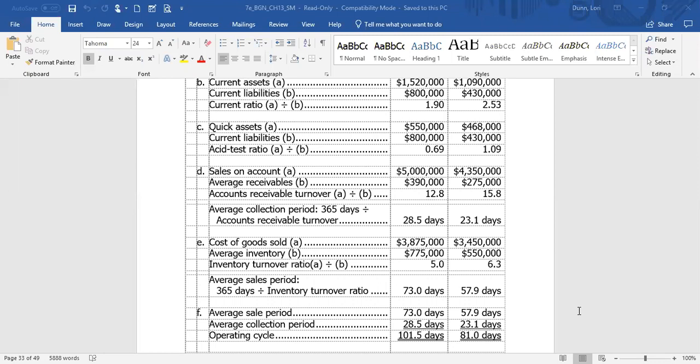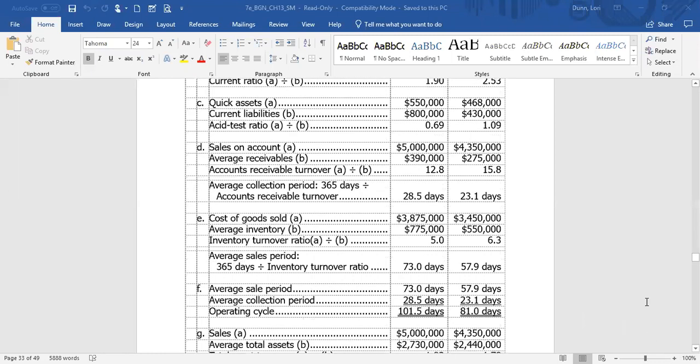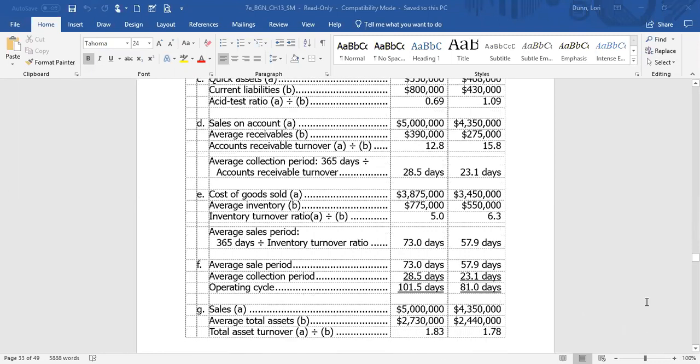It's not good. Remember, that's how we make our money. We want to get it in and get it out as quick as possible. So our operating cycle would be our average sale period plus our average collection period, 100.5 days compared to last year, 81 days, which has decreased as well. Okay, so, well, it's increased, I should say. So it takes us longer overall to collect and sell.